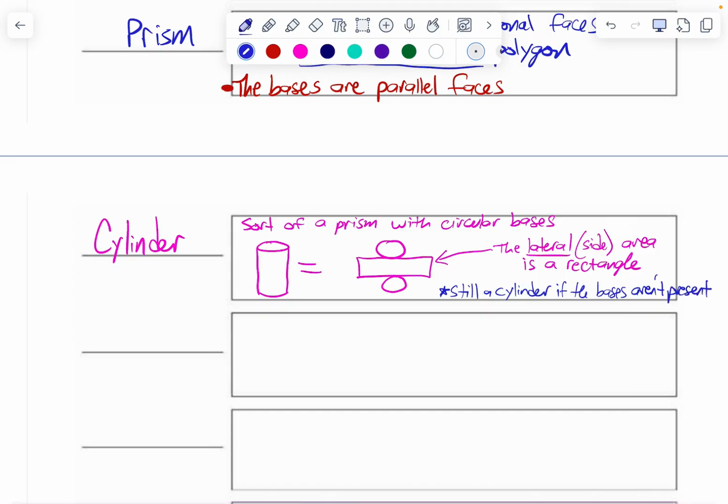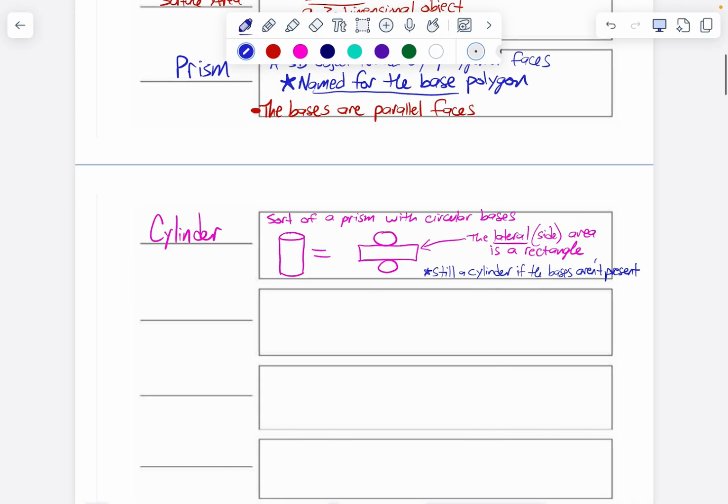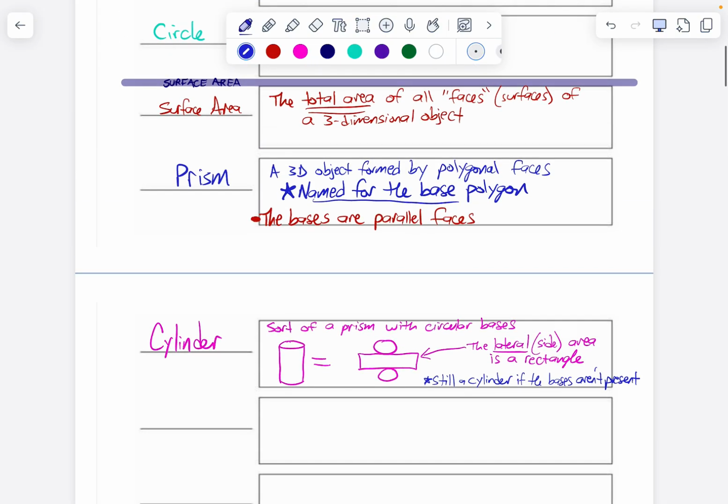Okay, so it's still a cylinder even if the bases aren't present. Like think of taking the lids off of a soup can. The side of it, the lateral part, would still be a cylinder. Okay, so we've defined those things.